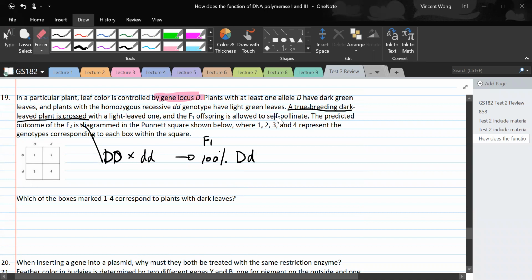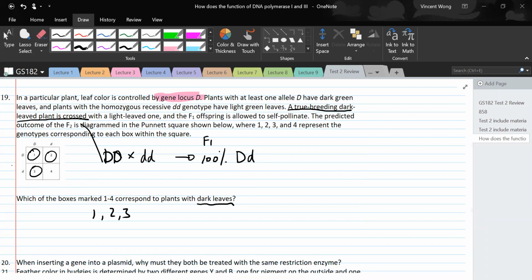And then the F1 offspring is allowed to self-pollinate. They cross themselves. Predict the outcome of F2, right? So this question shows you a diagram like this. Which of the boxes marked 1 to 4 corresponds to plant with dark leaves? Okay, so if you do the cross here, that's going to be dark leaf, big D, small d, dark leaf, big D, small d, dark leaf. So box 1, box 2, box 3. Right? This just shows you an example of how the multiple choice question is phrased. Looks a little bit weird, but it's the same stuff we've been working on so far.